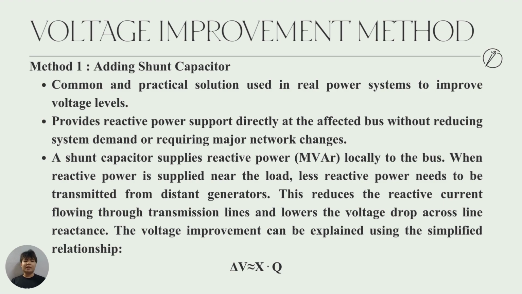When reactive power is supplied near the load, less reactive power needs to be transmitted from distant generators. This reduces the reactive current flowing through the transmission line and lowers the voltage drop across the line reactance. So the voltage improvement can be explained using the simplified relationship, which is delta V is approximately the line reactance times the reactive power.